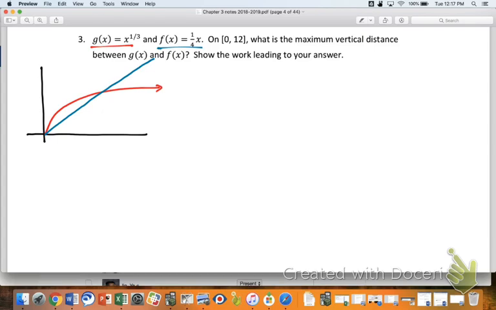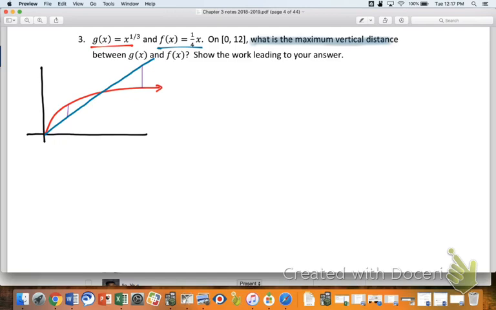It's kind of a tough one, isn't it? Let's stop and think for a second. What we're supposed to be finding here? It says, I'll highlight it for you, what is the maximum vertical distance between g of x and f of x? And so if you think about it, all we're really doing is we're taking a vertical line from here to here, here to here. We're basically trying to figure out where would that vertical line be longest. Does that make sense?